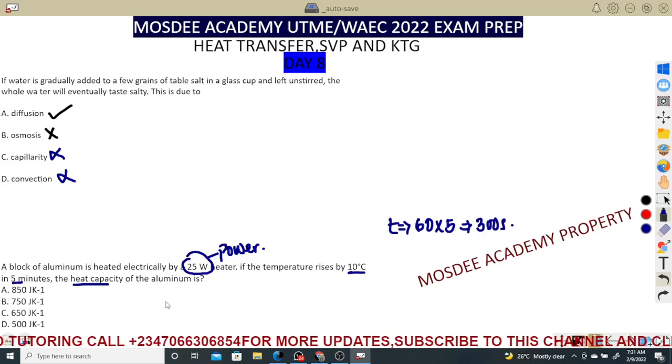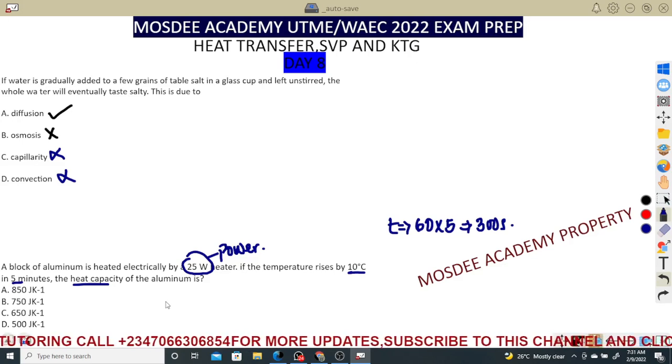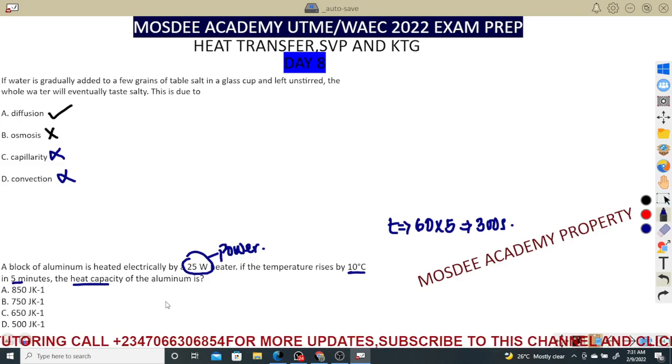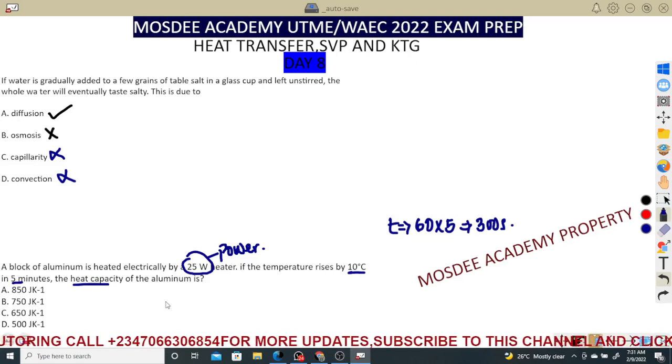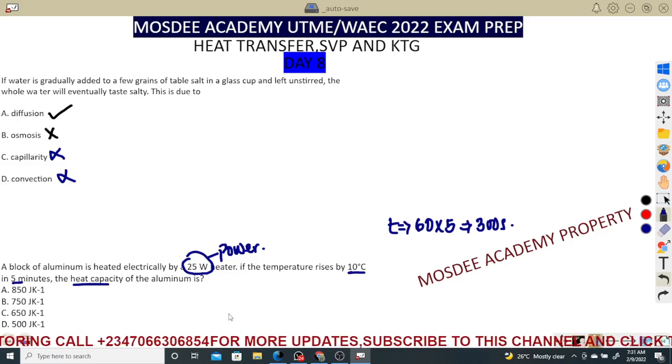According to JAMB 1823, I've talked about this time and time again, heat is equivalent to work. Heat can be converted to work. So you always keep this at the back of your mind. Heat can be converted to work.